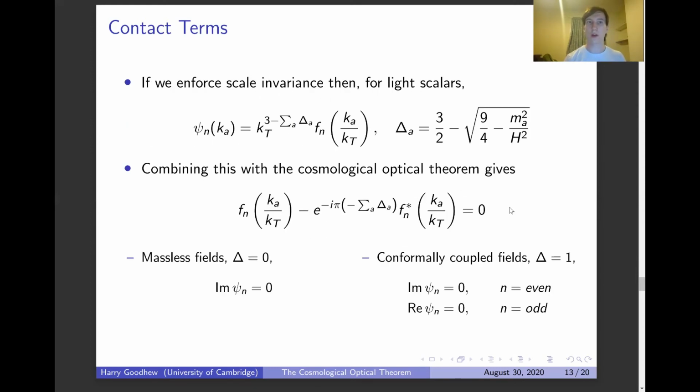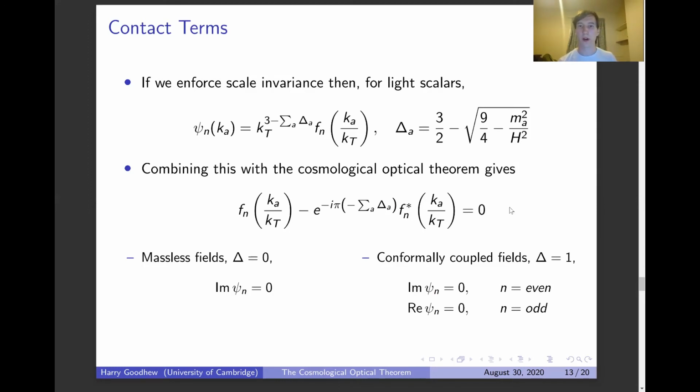So first of all, we look at IR finite terms. If we enforce scale invariance on our wave function of the universe coefficients, then for light scalars, i.e. those with a scaling dimension that is real, we find that the wave function of the universe coefficient is restricted to take the form shown here, which in turn implies this constraint on the function f_n, as when we switch all the signs of momenta, f_n won't change, k_a over k_t won't change sign.